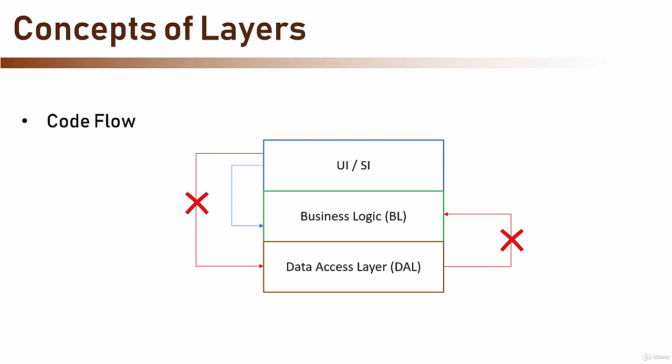The idea here is to keep the separation between the layers as strict as possible. If you enable skipping layers, that will mean that the SI layer, for example, knows about the DAL layer. And that means that if you change the DAL layer, it will necessarily affect the SI layer, making the whole component much less modular.